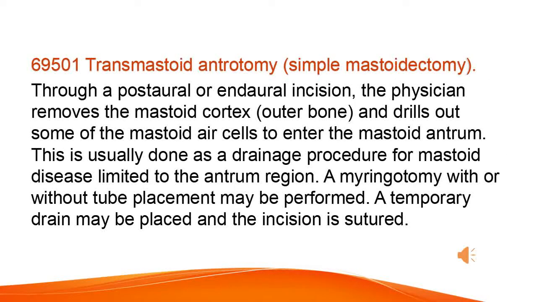Transmastoid antrotomy, simple mastoidectomy. Through a postaural or endaural incision, the physician removes the mastoid cortex, outer bone, and drills out some of the mastoid air cells to enter the mastoid antrum. This is usually done as a drainage procedure for mastoid disease limited to the antrum region. A myringotomy with or without tube placement may be performed. A temporary drain may be placed and the incision is sutured.